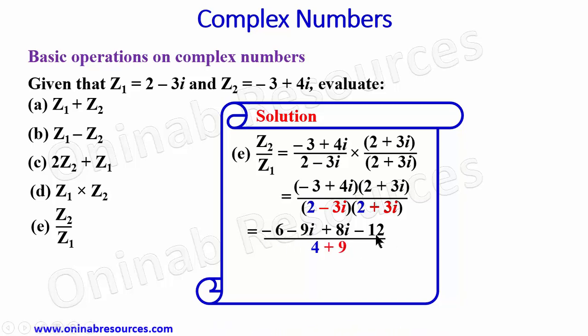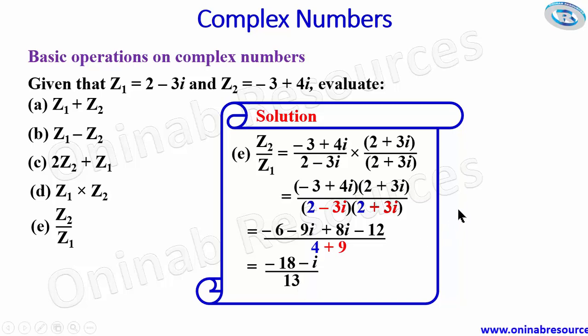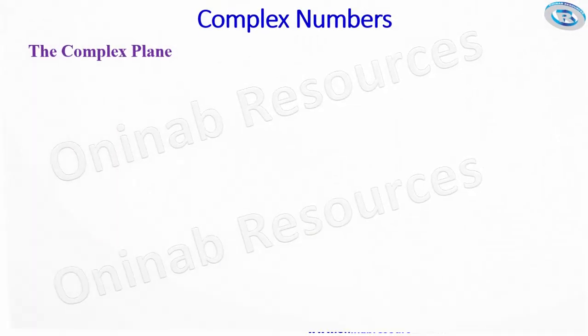So we then simplify and have our final answer for the division of the complex numbers. So this is negative 6 minus 12 gives negative 18, and negative 9i plus 8i gives negative i, then over 13. And that's all for the division of Z2 by Z1. So we are done with basic operations on complex numbers. We then go to the complex plane.